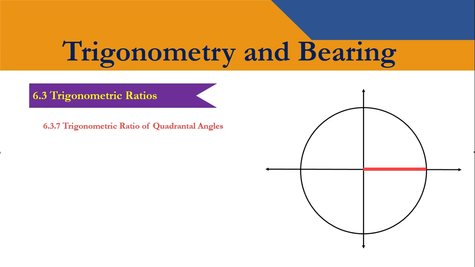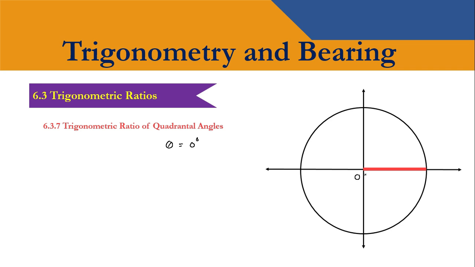The quadrantal angle is the angle when your terminal ray is on the axis line. So here our terminal ray is on the x-axis line, and our initial ray is on the axis line. So the angle between these two rays is exactly equal to 0 degrees.